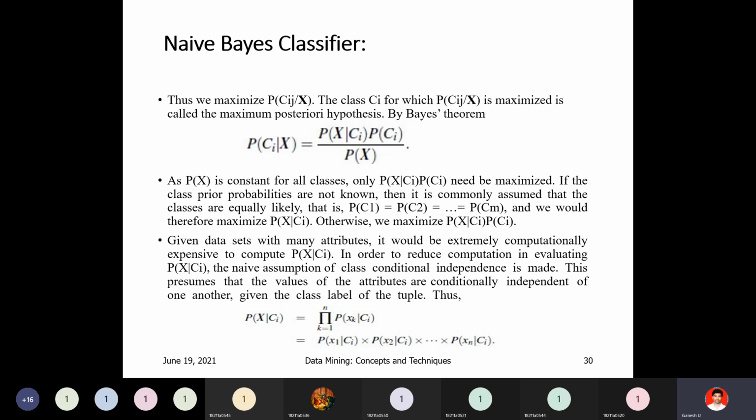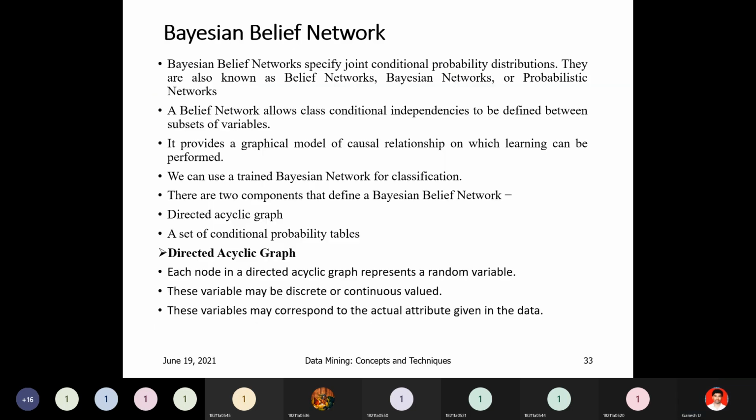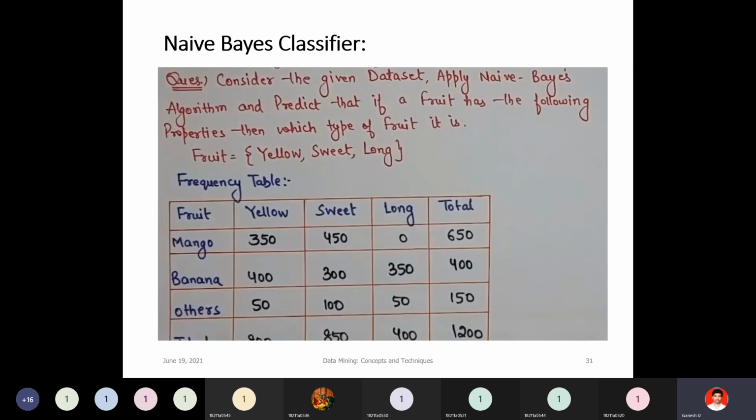In that case, what will happen? As said here, P of x by ci will be increased. That's why P of x by ci, here we are multiplying all these. We are multiplying all these. That is nothing but the result here. That is a naive Bayes classifier. Two examples we have seen.